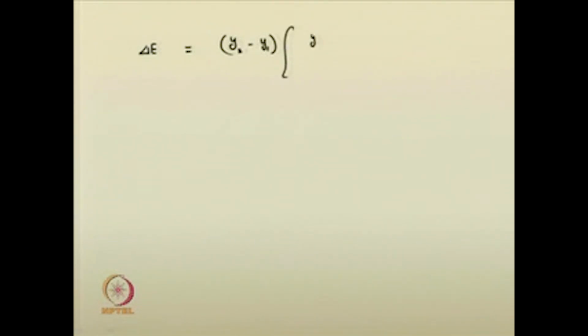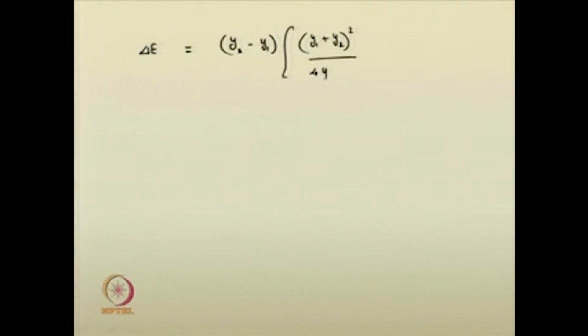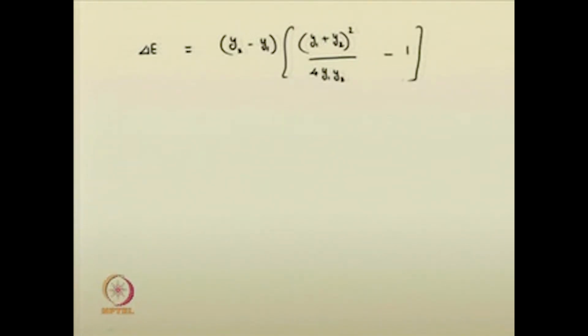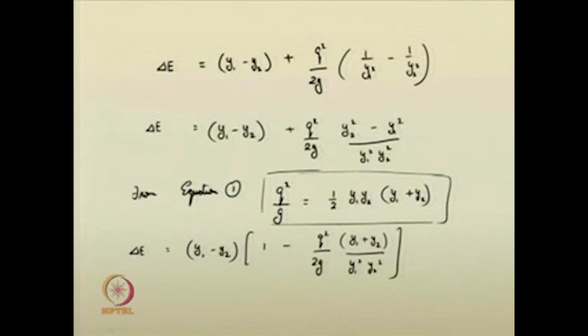Del E is nothing but equal to (y2 minus y1) into ((y1 plus y2) whole square by 4 y1 y2 minus 1). Do I need to explain it? We are substituting this entire quantity in q squared by g. So, the q squared by g is equal to half of this quantity.